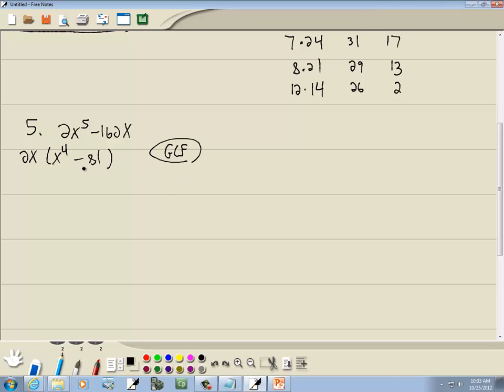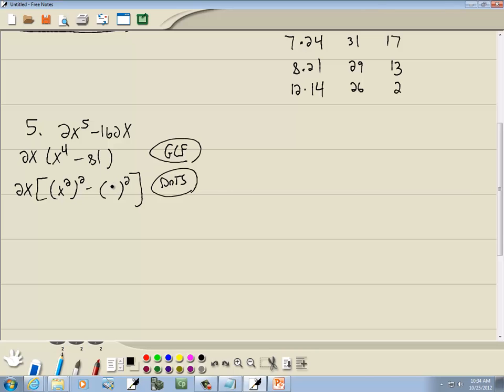Now, looking at what's inside the parentheses here, I start going through my methods. Two terms and minusing it, that's difference of two squares. The 2x just carries down, and I'm going to try to write this as something squared minus something else squared. For the x to the fourth, you think what times itself gives you x to the fourth, and that's x squared. The shortcut, if you don't see that, is you take whatever power is here and divide by 2. 4 divided by 2 gives you 2.